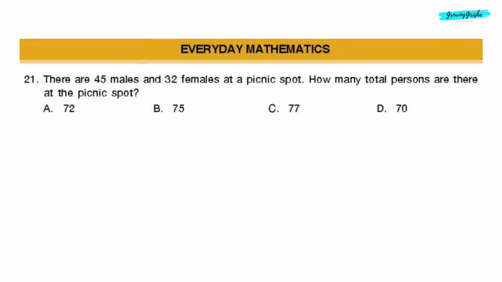Everyday mathematics. Question 21. There are 45 males and 32 females at a picnic spot. How many total persons are there at the picnic spot? To find the total persons, we will add the males and females. There were 45 males and 32 females. Let's add them. 5 plus 2 is 7. 4 plus 3 also 7. The number we get is 77. So option C will be the correct answer.